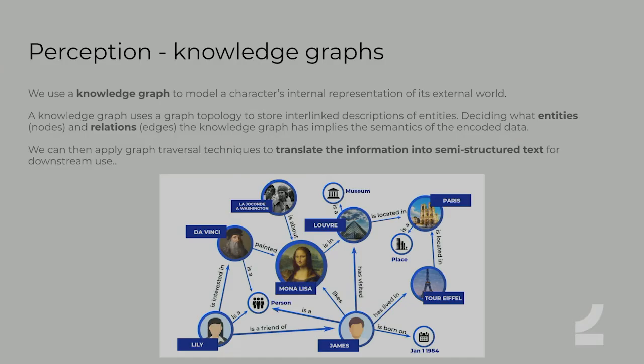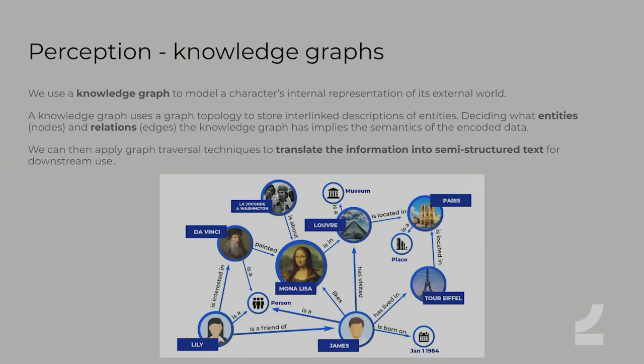And when we build knowledge graphs for the characters' internal knowledge base, we can then use graph traversal techniques to filter the information, condense it, and also translate the information into text for downstream use. And this is important because, as I'll talk about later, we're using these knowledge graphs as an input to language models that expect natural language text as an input. So being able to turn structured knowledge into natural language text, which is condensed and organized, is a really important step.